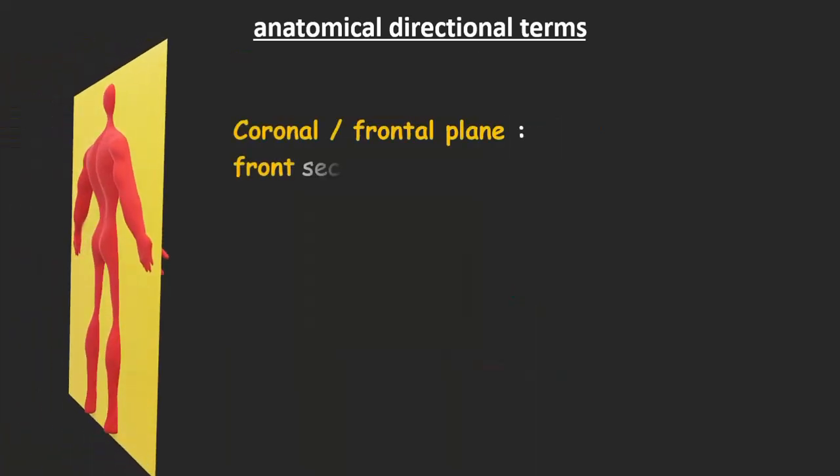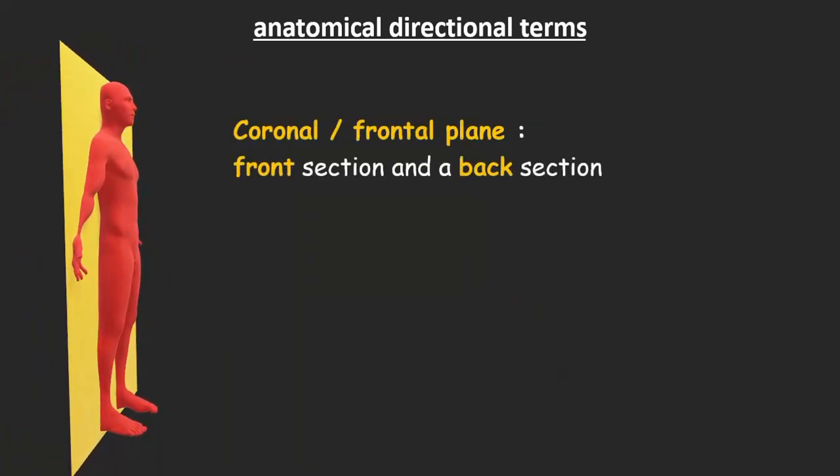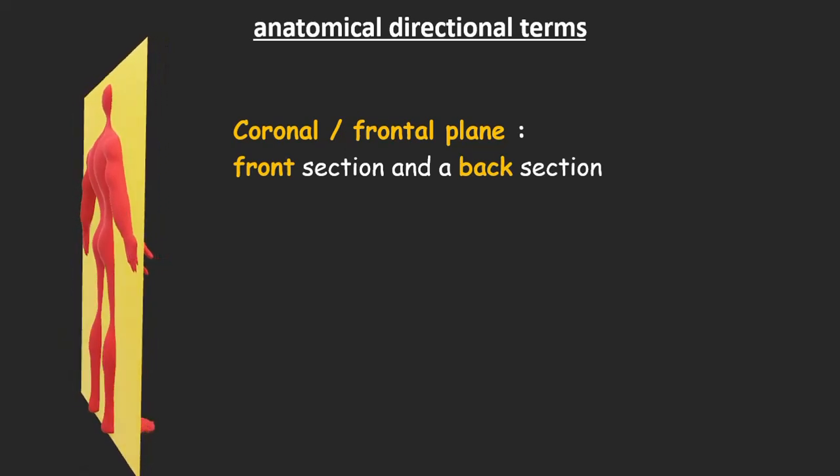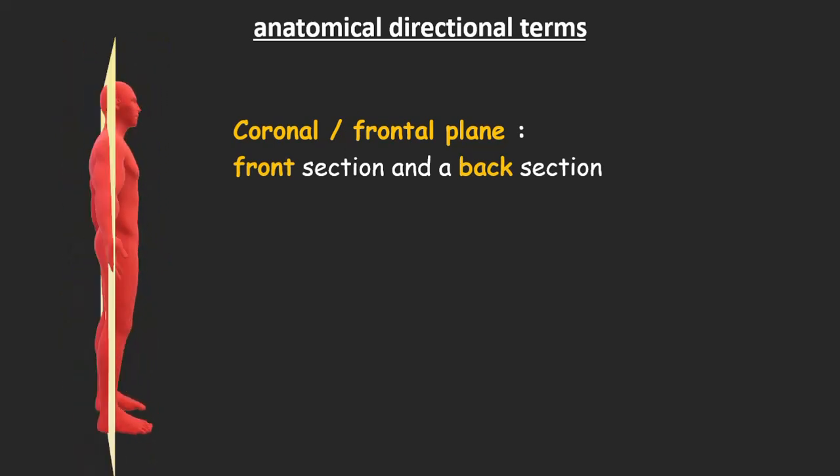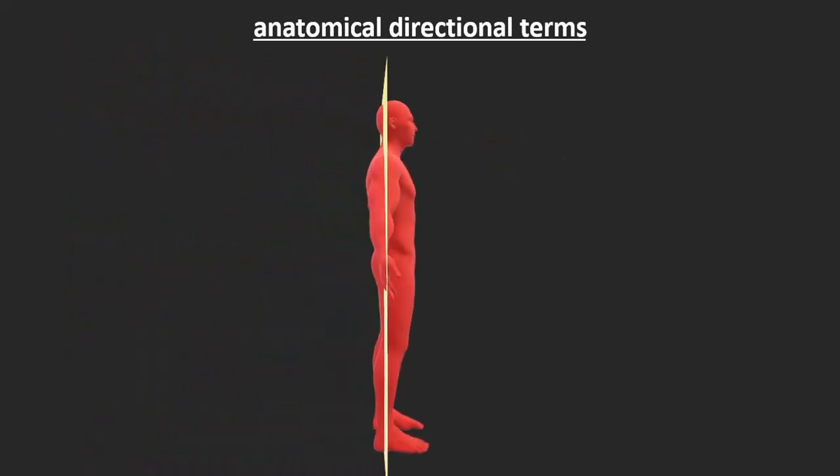Let's move on to the coronal plane, also known as the frontal plane. It divides the body into a front section and a back section. Based on that coronal plane, we define anterior or ventral and posterior or dorsal.